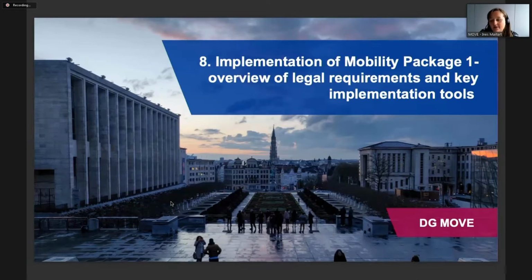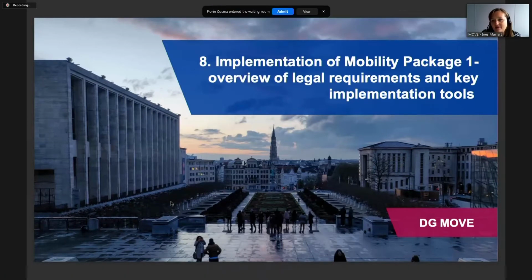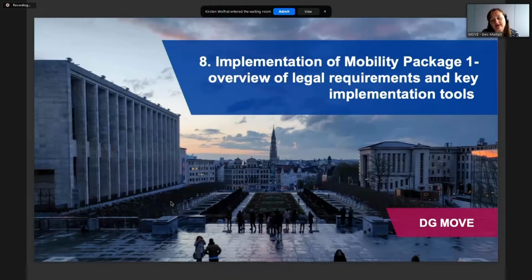So I'm really happy to be here today. I'm Ines Maillard. I work as a policy officer in DG Move, the European Commission, in the Road Transport Unit, and I've been involved in the implementation of Mobility Package 1. And today I wanted to present you a bit of the enforcement of Mobility Package 1, and in particular the new posting rules for drivers in road transport. And next slide, please.